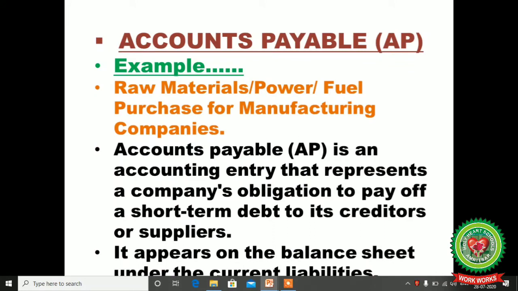So the next term, accounts payable. Accounts payable is your liability to pay someone. Okay, when you purchase raw material, you pay for the power, fuel purchase for manufacturing companies. So accounts payable is an accounting entry that represents a company's obligation to pay off a short-term debt to its creditor or suppliers. Like suppose if you purchase the raw material on credit basis, now here is your liability to pay the amount to the creditor, to the supplier.